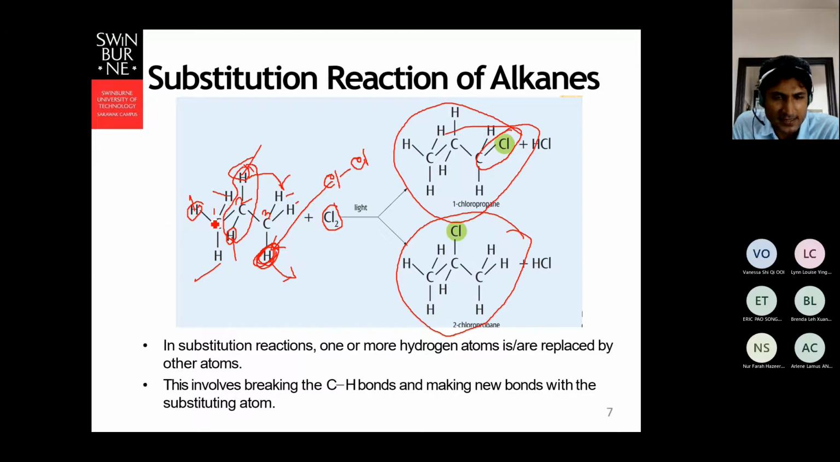What is happening? Chlorine is electronegative, right? We know from our chemistry knowledge of the electronegativity series that fluorine is the most electronegative. Then oxygen. After that is chlorine. After that is bromine. After that is iodine. In that way it goes. So chlorine is more electronegative than hydrogen or carbon.